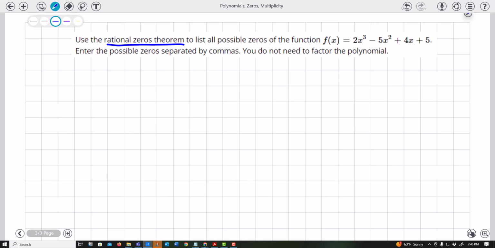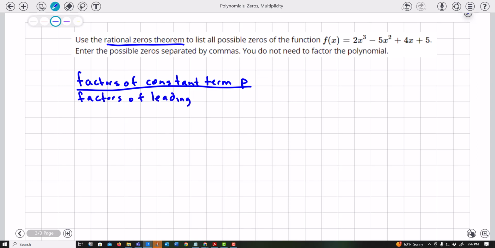is you're looking at all the factors of the constant term, and we're going to call that P, over all the factors of the leading coefficient. And why I said if you use the AC method is, you remember you multiplied the last term by the first term. And so we're going to call that, to get that to match, Q.